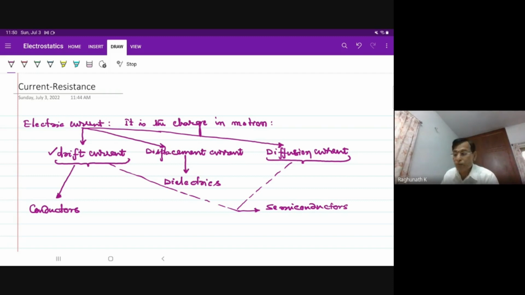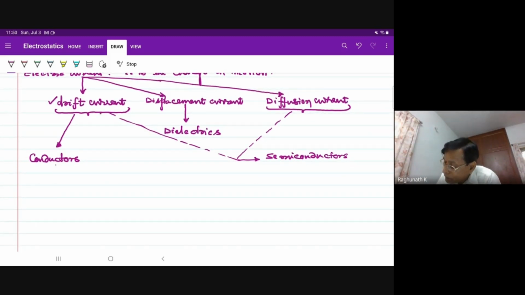Drift current through conductors is what we normally talk about, and we define the resistance of the conductor, electrical resistance. In a given conductor, there is current. And that current is due to the motion of charge carriers, actual motion of charge carriers drifting because of the force experienced by the charge carriers in the conductor. And the force experienced by the charge carrier is definitely due to a force called electromotive force, electric field intensity.